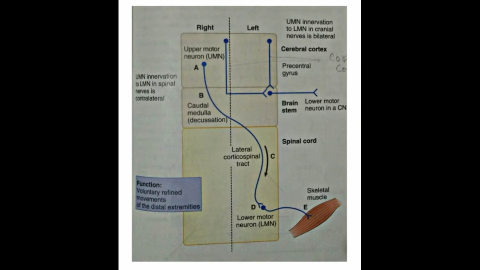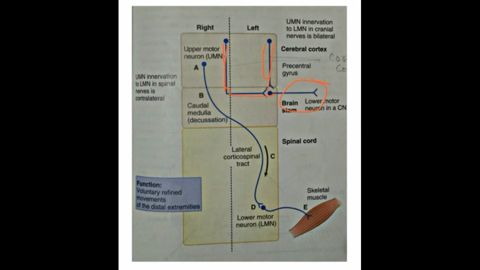Now, upper motor neuron innervation to lower motor neurons in cranial nerves is bilateral. As you can see in this figure, these are the upper motor neurons coming from the right side and coming from the left side, which innervate the lower motor neuron. So the lower motor neuron is getting innervation from upper motor neuron bilaterally, both right and left. But this is not the case in spinal nerves.